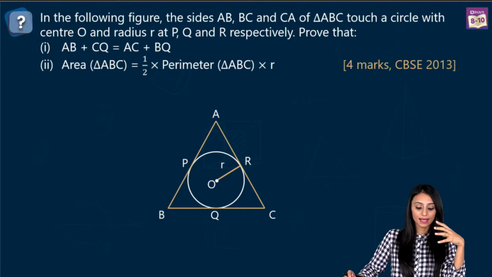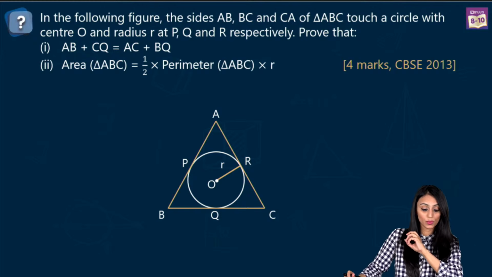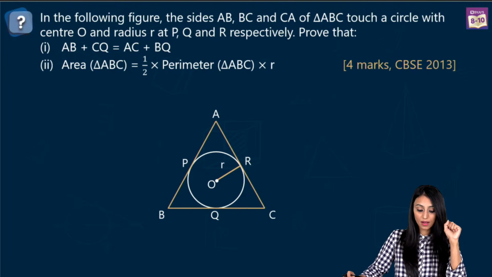In the following figure, the sides AB, BC and CA of triangle ABC are touching the circle with center O, and radius R. At P, Q and R, the tangents are touching it. There are two parts here. First, you need to prove AB plus CQ is equal to AC plus BQ. Then, area of triangle ABC is half times perimeter of triangle ABC times R.